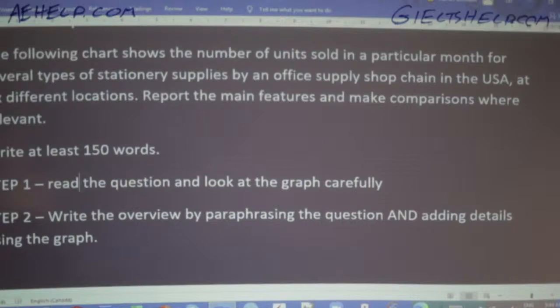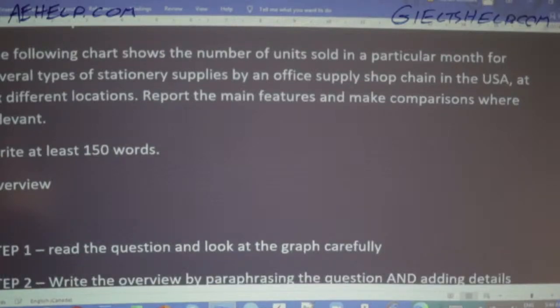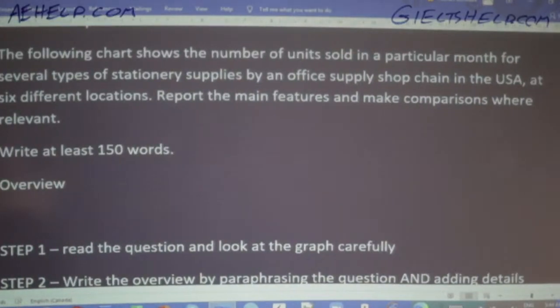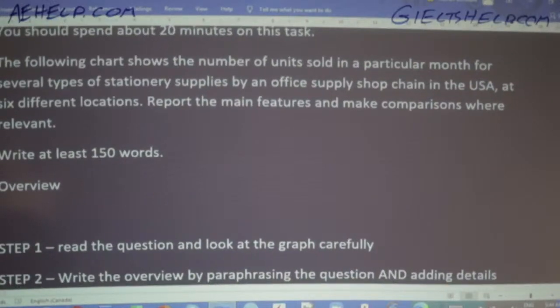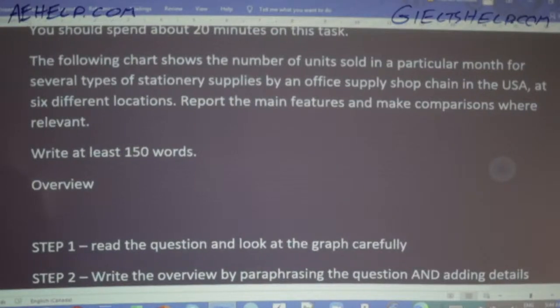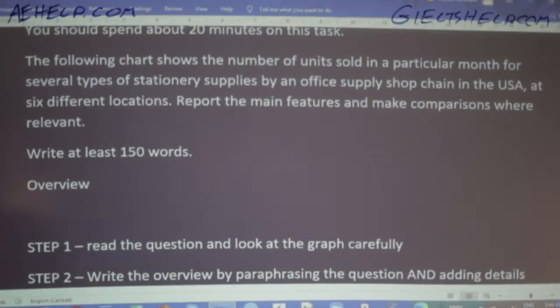All right, let's write the overview. Okay, so I'm going to write the paraphrase here. I see I'm a little bit off key here. That's okay. Just give me 1 second. Okay, there we go. Get you perfectly into the screen so that it's looking good.